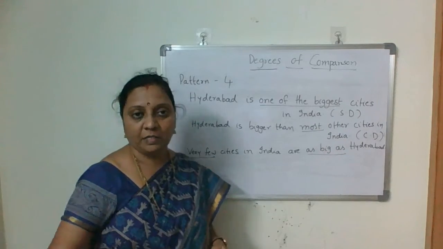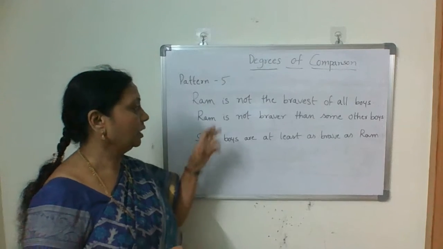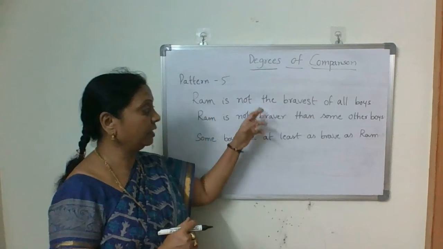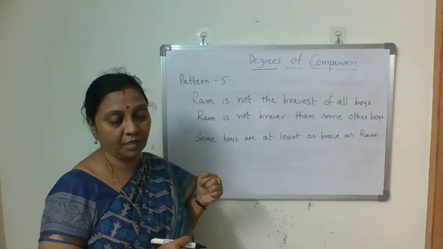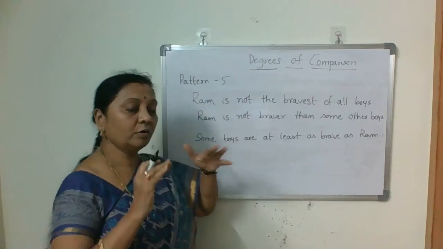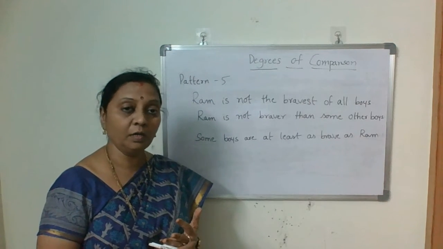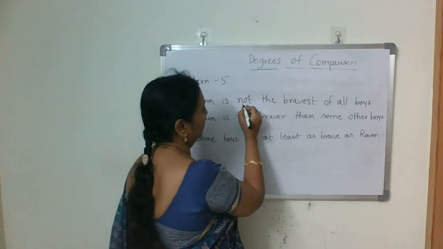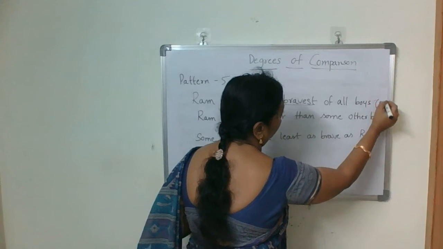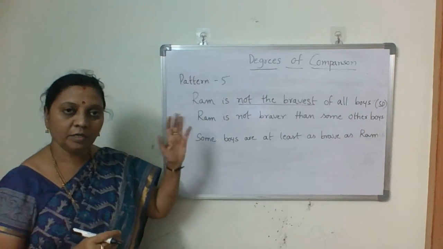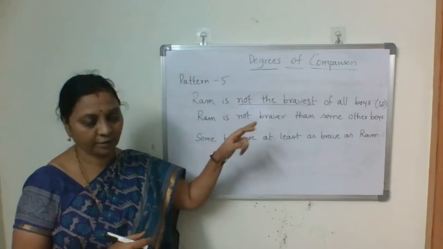Let us look at pattern 5. Ram is not the bravest of all boys. Here is the negative superlative form. If negative is there, how do we use it? Ram is not the bravest of all boys. He is not the bravest of all boys. Okay, not the bravest. This is superlative degree. Not the bravest means we are using negative form in superlative degree.